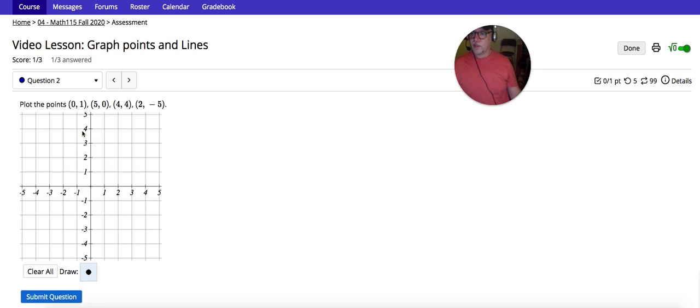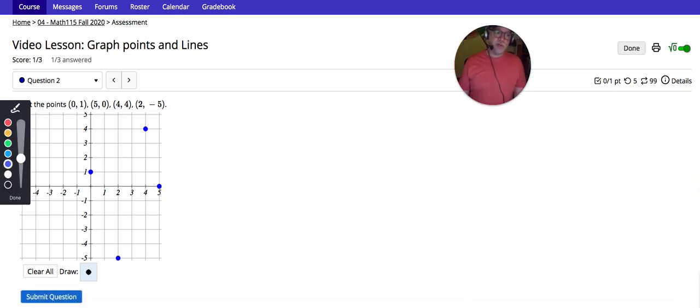Next question. This one is just upping the ante by giving us 4 points to plot. So (0, 1). That's really easy. We go 0 left or right, and up by 1. This one is 5 to the left, but no up or down. 5 to the, no, not to the right, positive 5. This is positive 4, which will put us here, and (2, -5), which will put us here. Now, I cannot stress how important it is to read the question, because one of the things I was doing was misreading the signs of things.